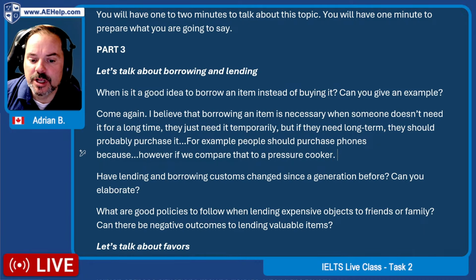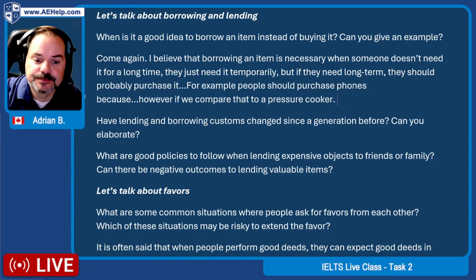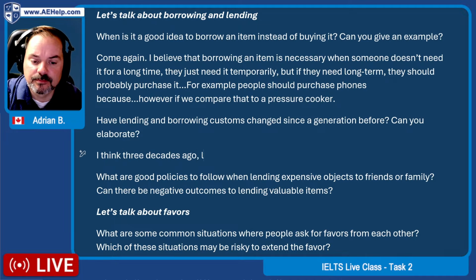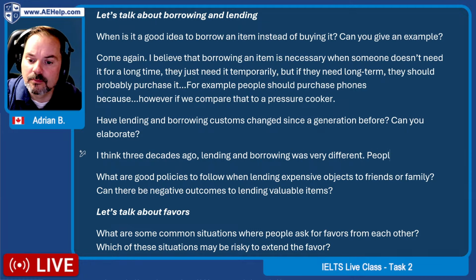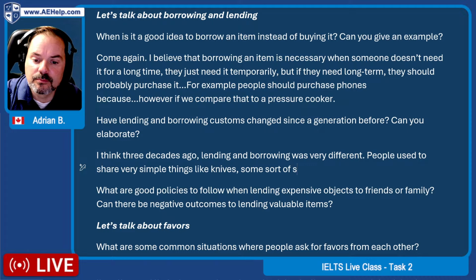Have lending and borrowing customs changed since a generation before? I think that three decades ago, lending and borrowing was very different. People used to share very simple things like knives and maybe some sort of screwdrivers. But nowadays, we're sharing something.